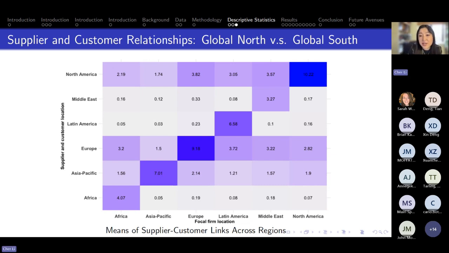On the contrary, if you look at the global south, there's much weaker connectivity. Africa, Latin America, and the Middle East have very fragmented production networks. And Africa's strongest ties, according to this heat map, are with North America, that's 4.07, rather than within its own region.